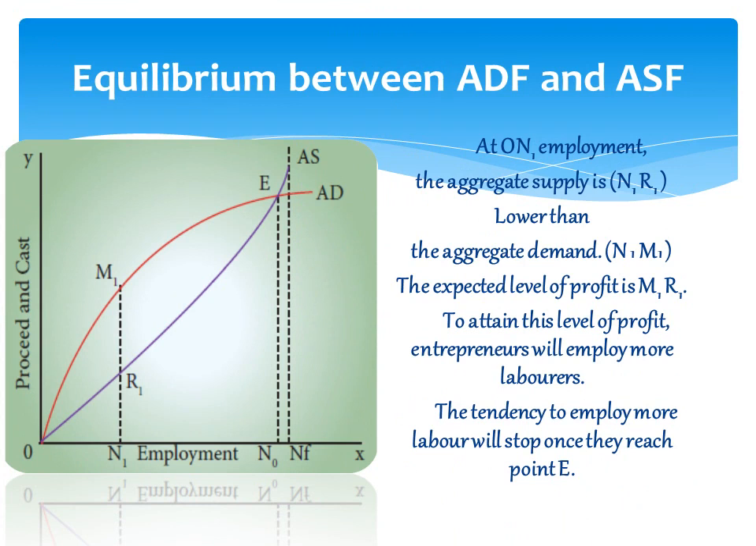In the figure, at ON1 employment, the aggregate supply N1R1 is lower than the aggregate demand N1M1. The expected level of profit is M1R1. To attain this level of profit, entrepreneurs will employ more laborers. The tendency to employ more labor will stop once they reach point E.